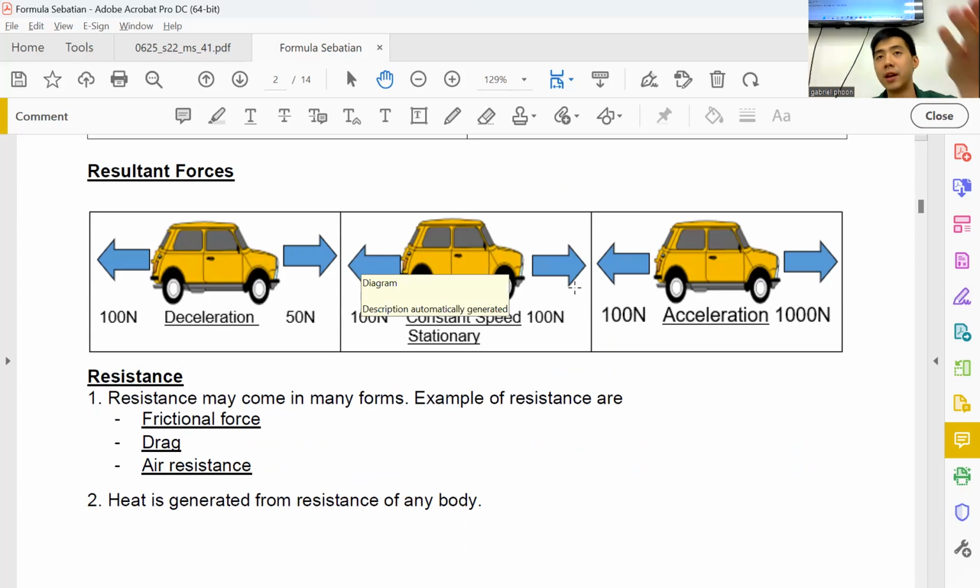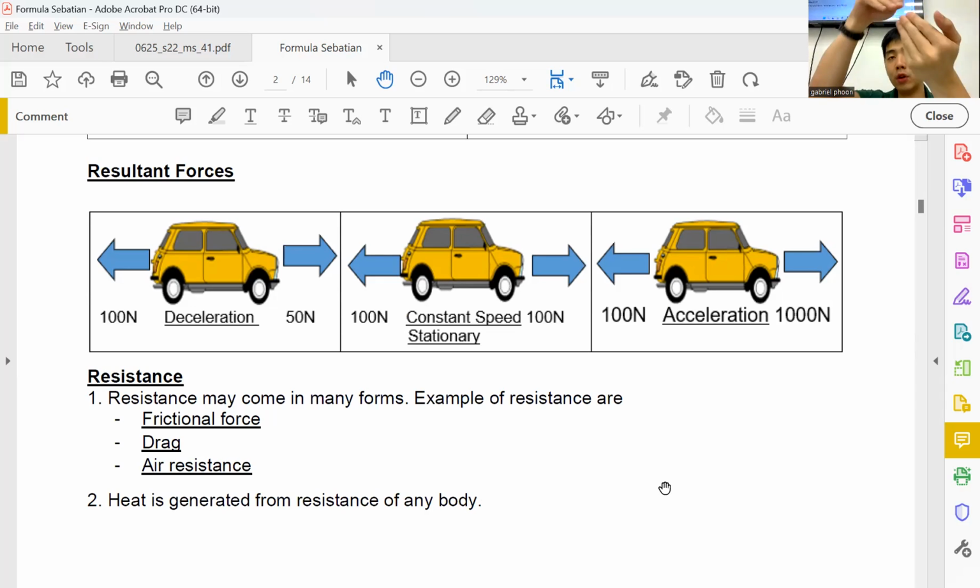Another example is you sitting on your chair, like I mentioned last week. If today your chair exerts 500 newtons on you and you exert 500 newtons on the chair, you will be stationary, right? So there is no resultant force. When there is no resultant force, it will be stationary. Or alternatively, when your forward force is greater than your backward force, this is what we call acceleration.